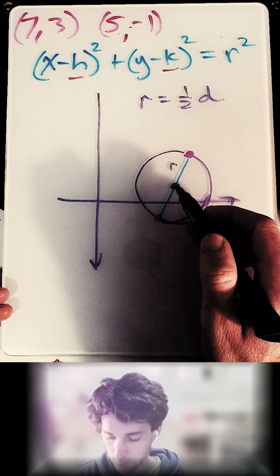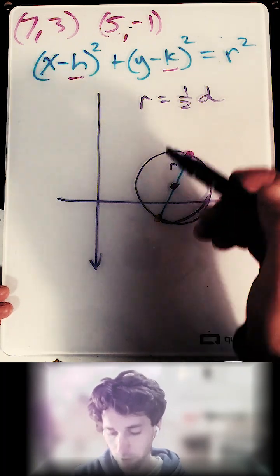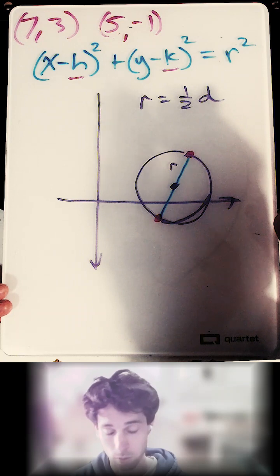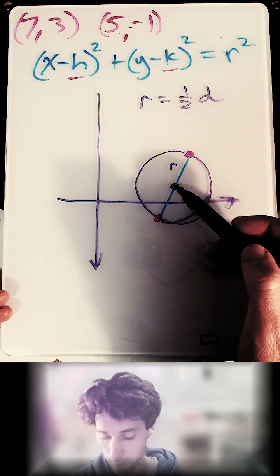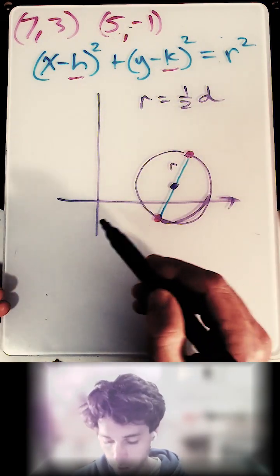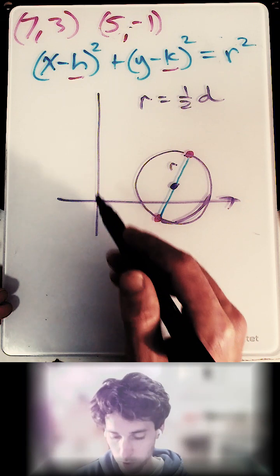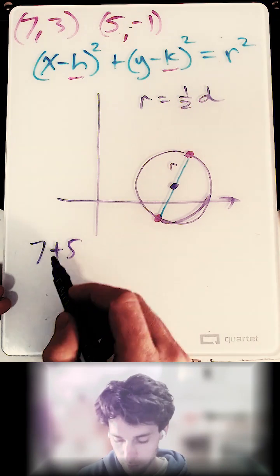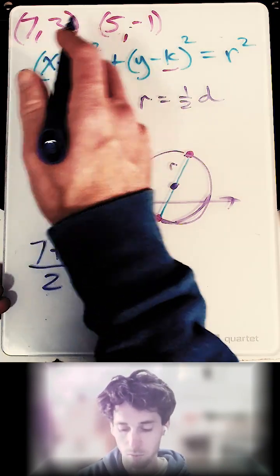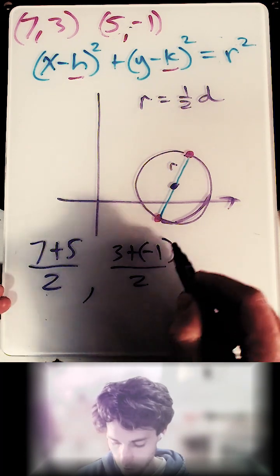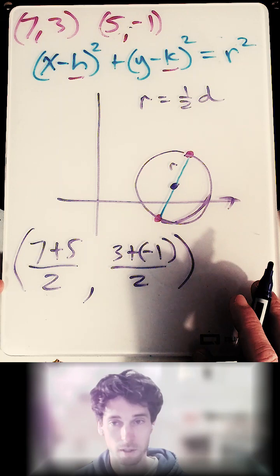So how do we find the center? We can either find the distance between these 2 points, half it, that will give us the radius. That's one way to find the radius. But how do we find the center? There's a simple equation for finding the midpoint between 2 points. You simply take the x's, so we're going to take 7 plus 5, divide by 2, take the y's, 3 plus a -1, divided by 2. That is the coordinate of your center. It's that easy.